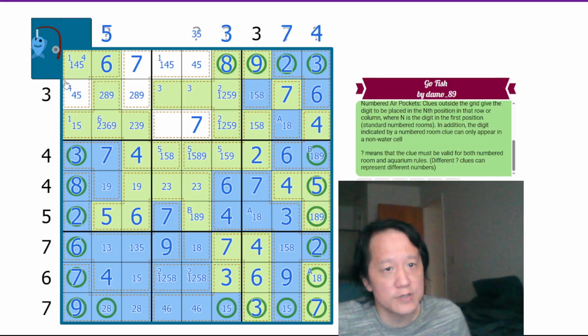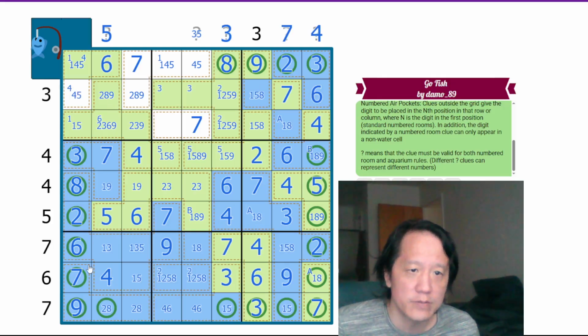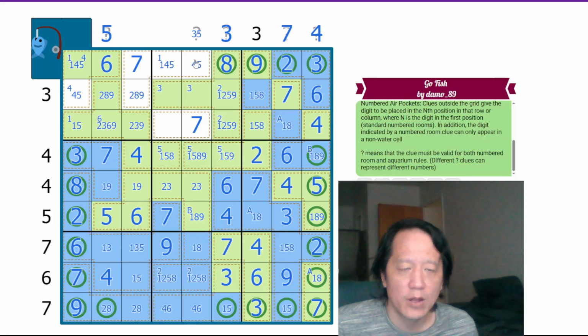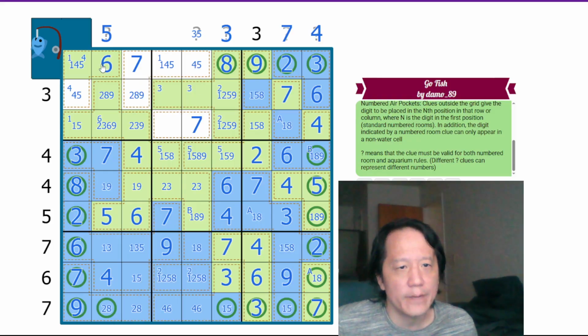We are not done with this for row 2 or column. We do our column 5. Sorry, column 5. 5 is in the 6th position. That works. 3 is in the 8th. 3 is in the 9th. 7 is in the 2nd. They're all air pockets.